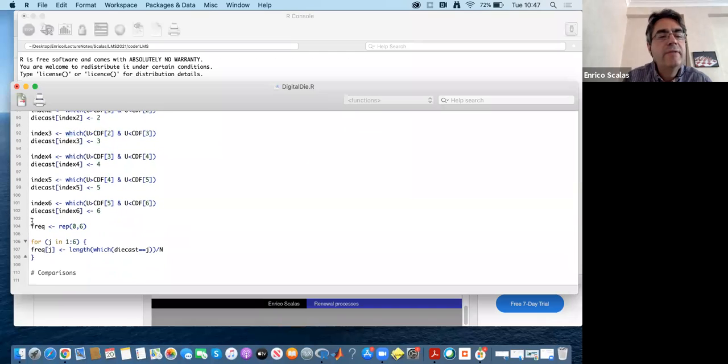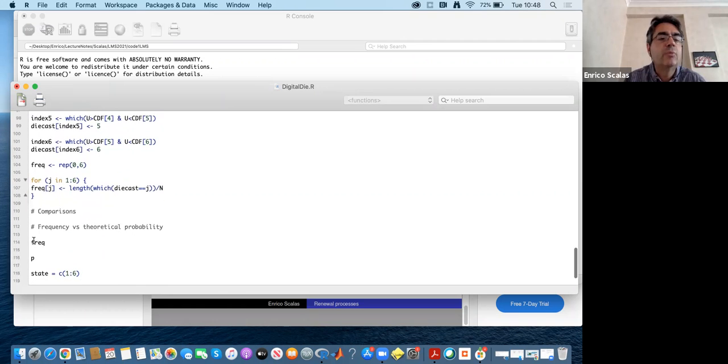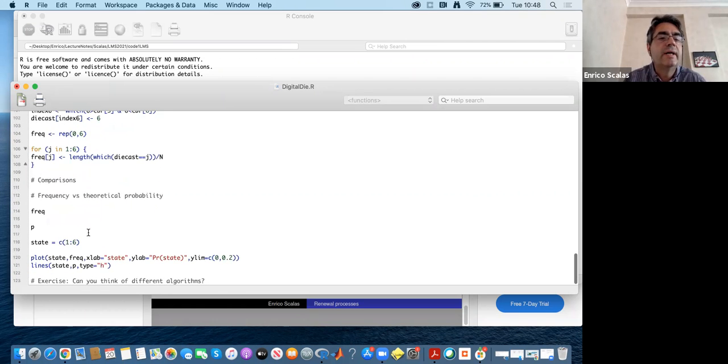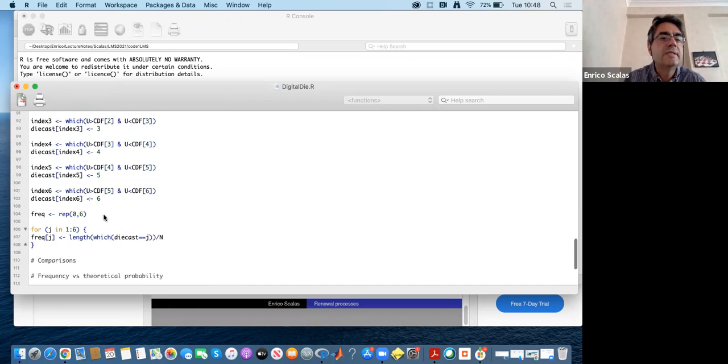And now I define a vector of frequencies, and again using which I look at the number of instances in which you have 1, 2, 3, 4, 5, 6 with a for cycle, which has this syntax in R, and then divide by the total number of instances in order to get the frequencies, and then I can compare frequencies with the theoretical probability. Let's do this.